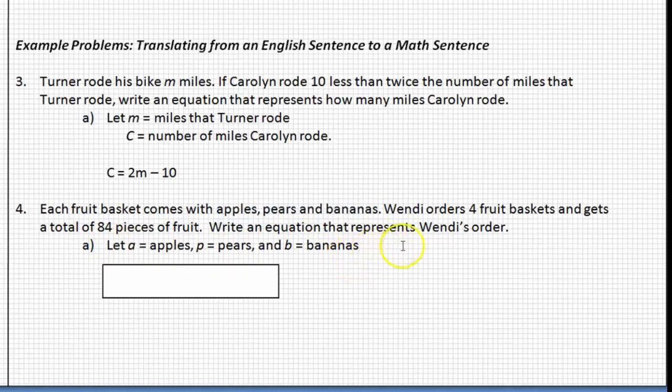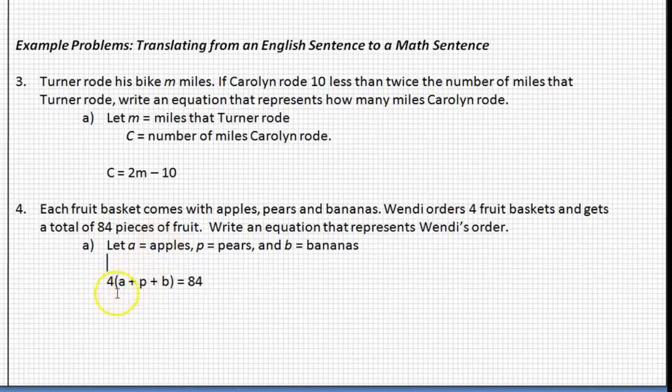And so we know that she ordered 4 baskets. Each basket is like a group, so I'm probably going to want to use parentheses here. So I used 4 and then a set of parentheses to represent my basket, and in each basket are apples, pears, and bananas, so I've added those together for the total pieces of fruit in each basket. And I have 4 outside the parentheses to represent that I have ordered 4 of them, or that Wendy has, and I've used an equal sign to say that that is equal to 84, because she got a total of 84 pieces of fruit in the 4 baskets that she ordered.